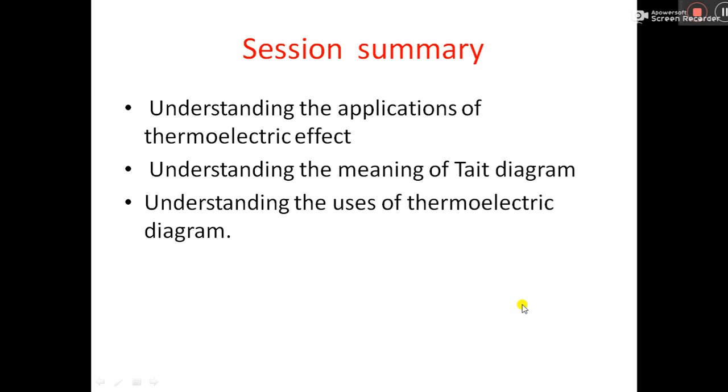Session summary. Understanding the applications of thermoelectric effect, understanding the meaning of tide diagrams, understanding the uses of thermoelectric diagram.